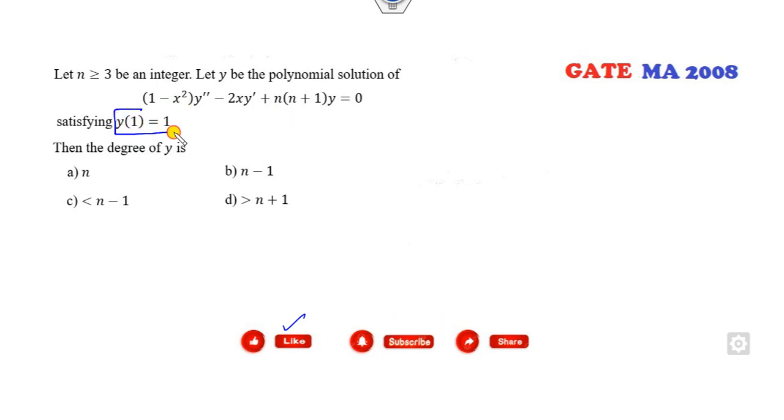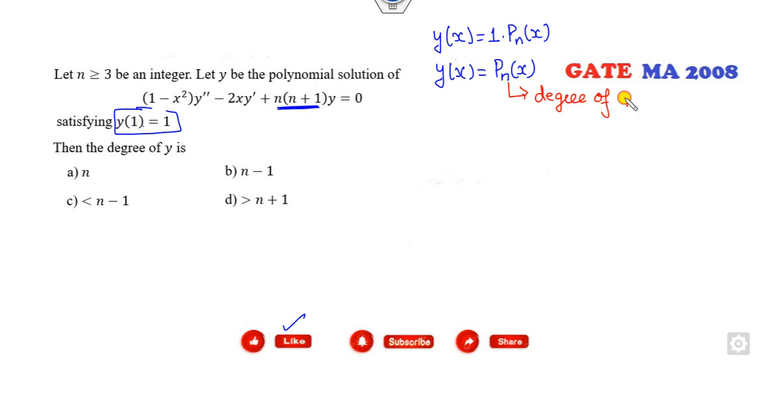Again you can see a polynomial with the constant coefficient. A polynomial is a solution, so it will be 1 into pn of x. If it is a 4, I can write it as 4, but right now it's a 1, so I can write it as 1. So what is the n? N is here. Fine. So what is the meaning of that? Y of x is basically a polynomial. And what is the degree of this pn of x? We all know the degree of pn of x will be n. So that means y is a polynomial of degree exactly n is the right answer.